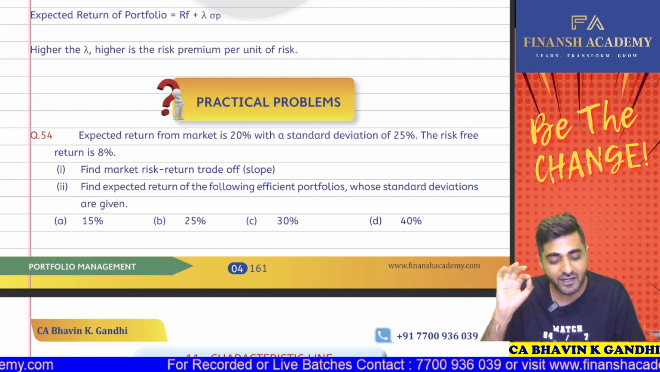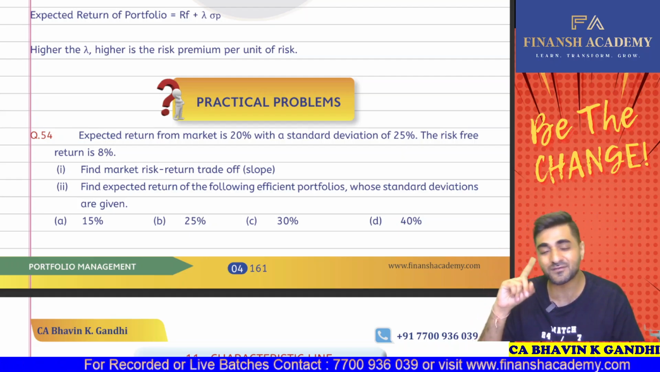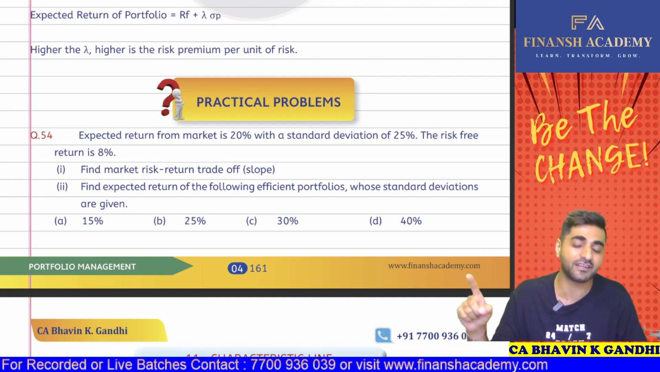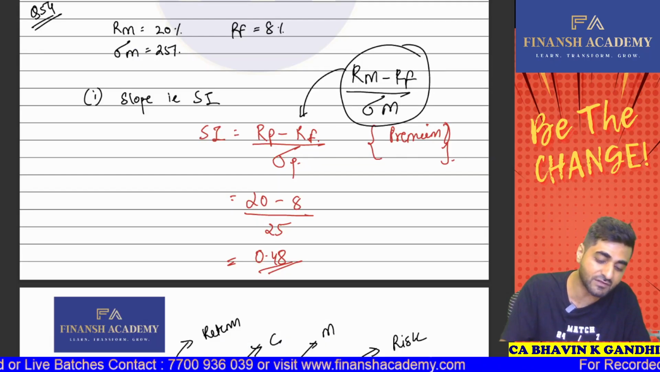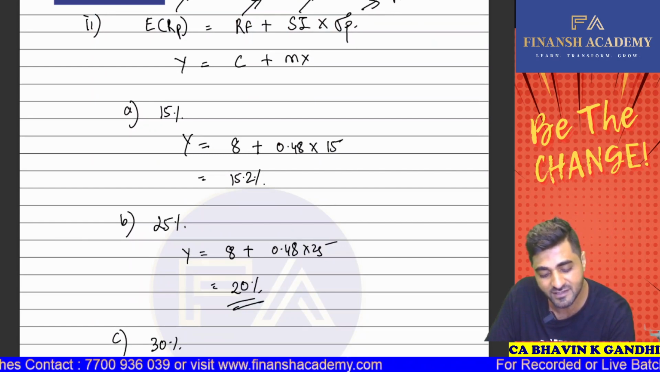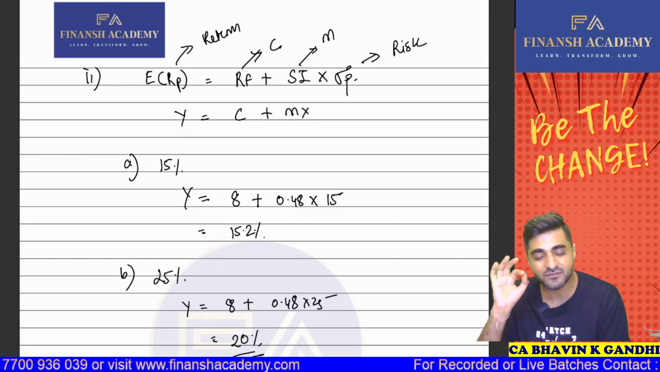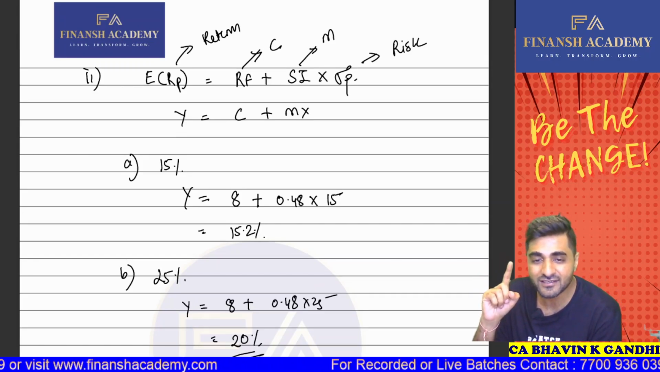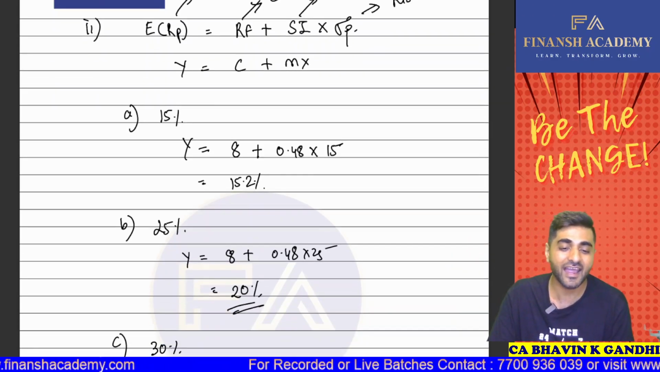And then find out the expected return of the efficient portfolios. Efficient portfolios are those in which the correlation coefficient with the market is +1, whose standard deviations are 15, 25, 30, and 40. So at different levels of standard deviation, what is going to be the expected return? That is something which we need to calculate. So y is equal to mx plus c, and based on this, you can simply take the different levels of risk. As I've defined, y is the expected return, the risk-free rate is your c, Sharpe's index is your m, and then we have the risk available. We just have to substitute the values and get these answers.